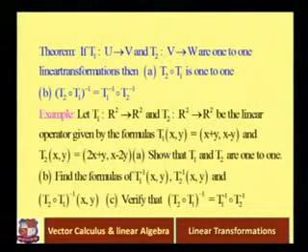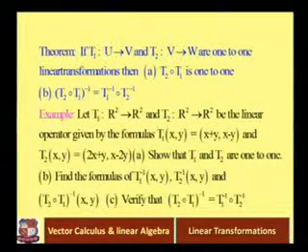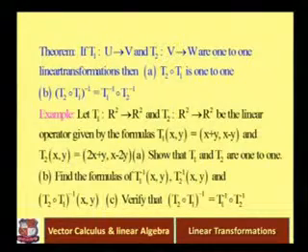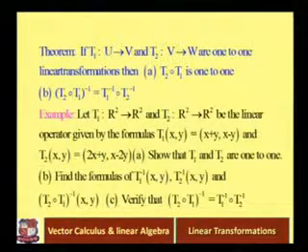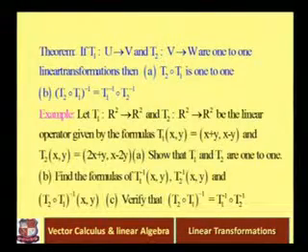Here T1 from R2 to R2 and T2 from R2 to R2, both transformations are defined from R2 to R2 as linear operators. Why is this a linear operator? Because the domain and codomain are the same, so that's why we can say that it's an operator. Given by the formulas, T1 of (x,y) is equal to (x plus y, x minus y), and T2 of (x,y) is equal to (2x plus y, x minus 2y).